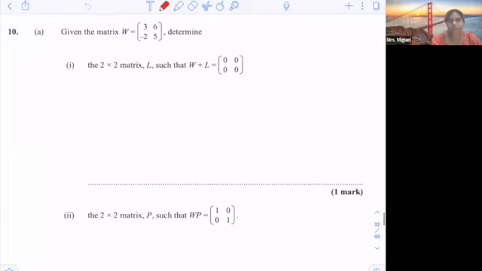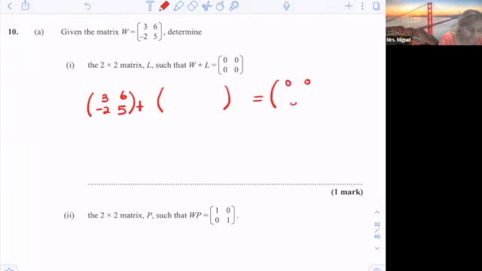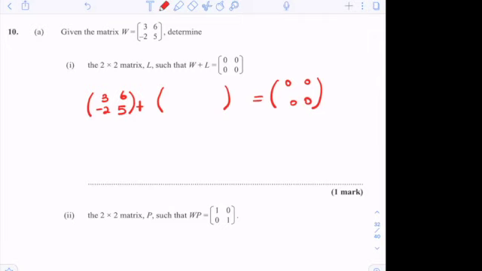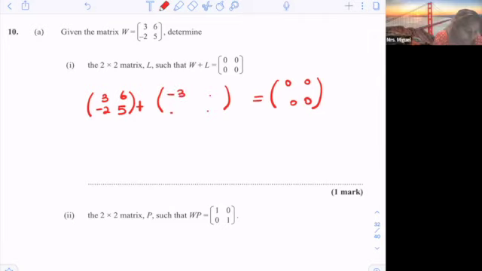This is January 2021. They want a 2 by 2 matrix. Watch what it said. This is the matrix W: 3, 6, minus 2, 5. They want some matrix that will give this 0, 0, 0, 0. So what number, when we add to 3, will get 0? 3 minus what? 3 take away how much will give us 0? Minus 3. So fill in these values for me.